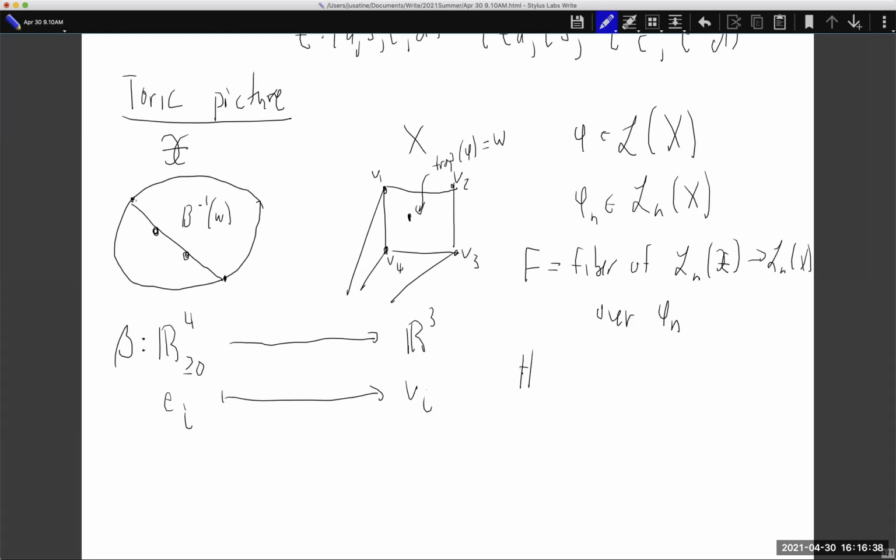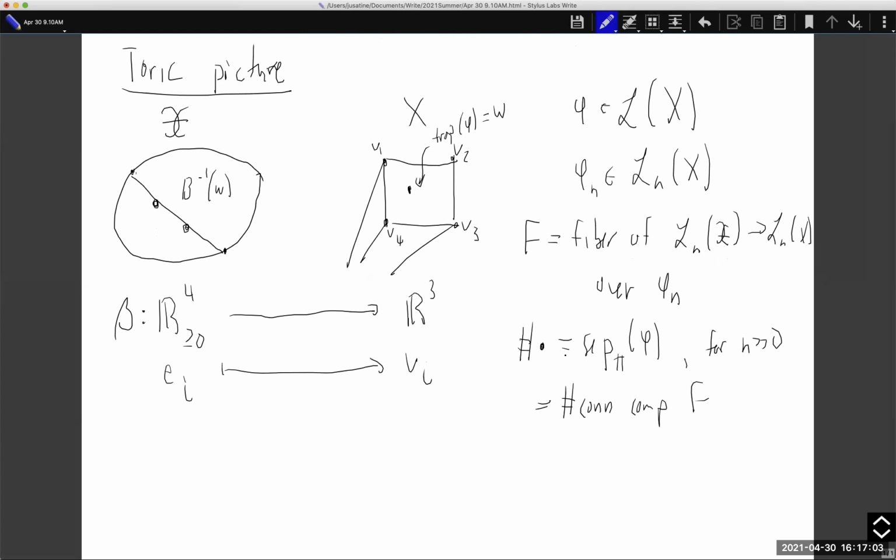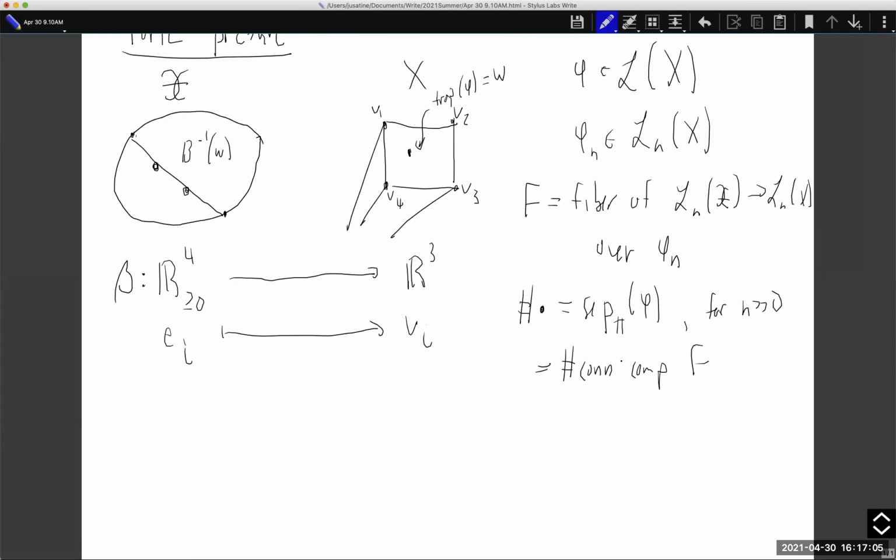So here's what ends up happening. It turns out that the number of these lattice points on beta inverse of W is exactly given by the sep sub pi map, evaluating this arc phi. And furthermore, for n sufficiently large, one can show that the number of connected components of this fiber F that we're trying to understand is exactly equal to this number of dots. So that's why this sep pi function is showing up.